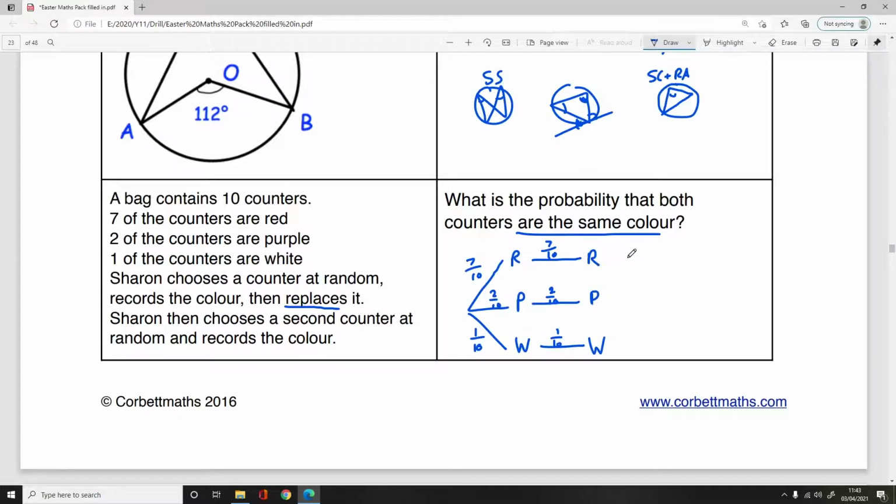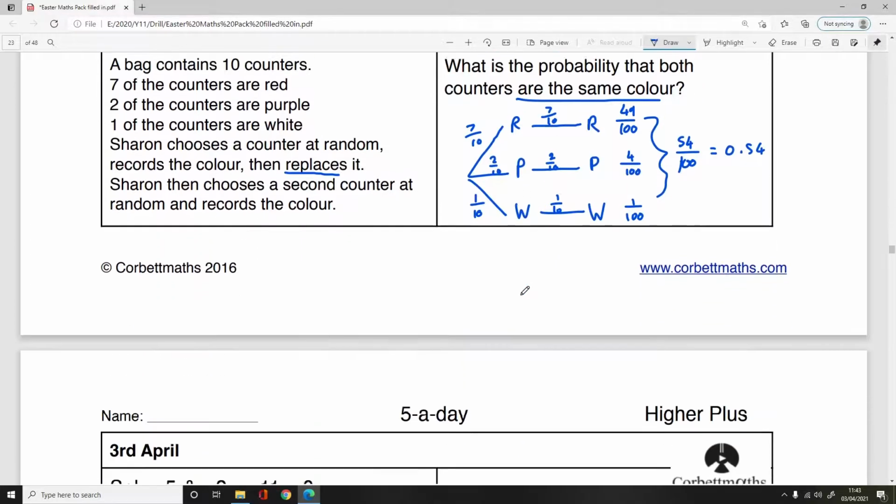And then to get the actual probabilities of each branch, you multiply along. So we go 7 tenths times 7 tenths. This is 49 out of 100. This is 4 out of 100. This is 1 out of 100. And then I want all of those added together, which is going to give me 54 out of 100, or 0.54 if you are more of a decimal person. No judgment here.